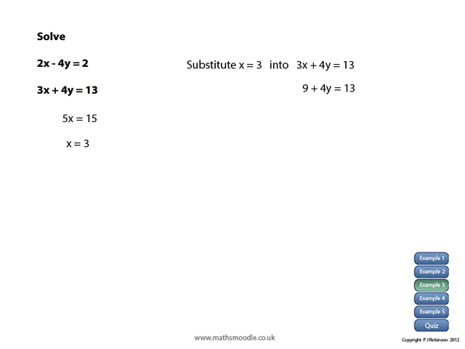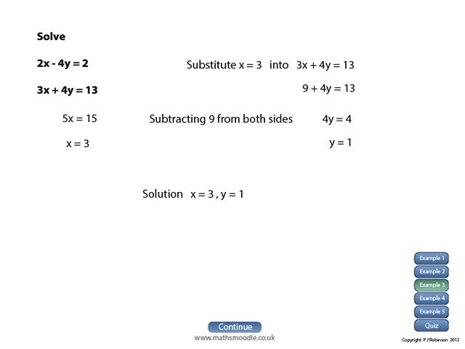We can substitute x equals 3 into the second equation, 3x plus 4y equals 13. As x is worth 3, we get 9 plus 4y equals 13. Subtracting 9 from both sides, we get 4y equals 4, and therefore y equals 1. The solution is therefore x equals 3, y equals 1.